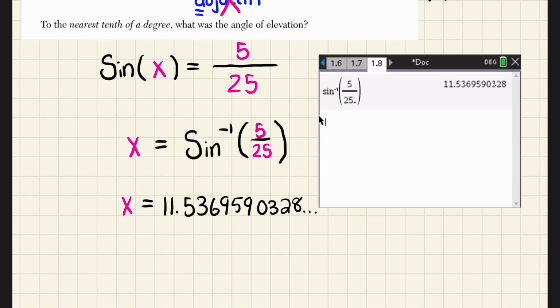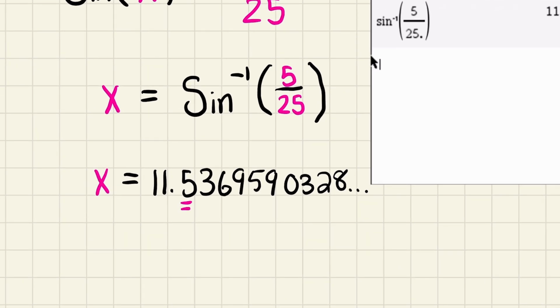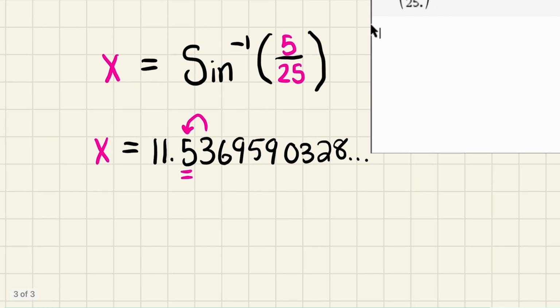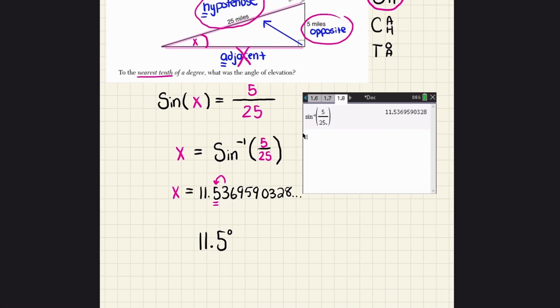This is really important because if you round incorrectly, but show me the work first so I can see that you rounded incorrectly, you can get most of the points. So in this case, they want us to round to the nearest tenth. The tenth place is where this 5 is. And this 3 is not big enough to change that 5. So that means my final answer is going to be 11.5 degrees.